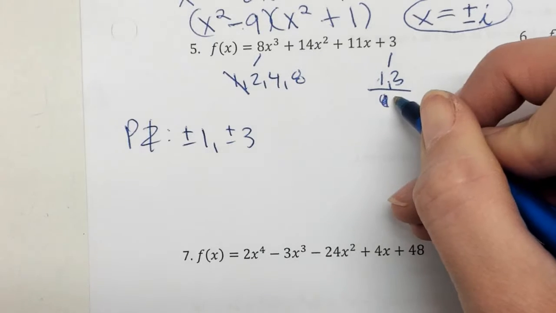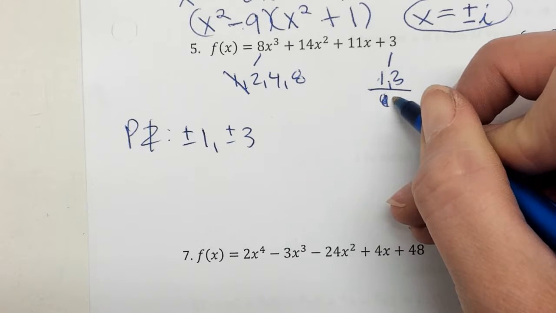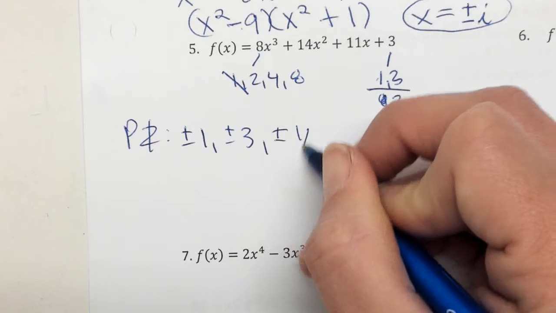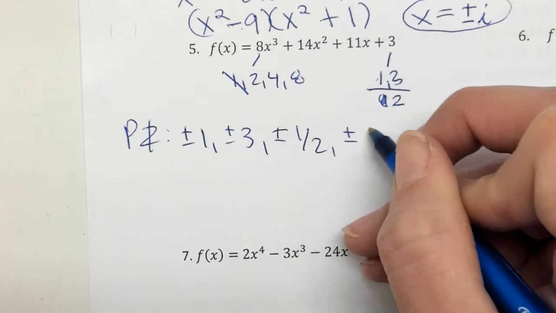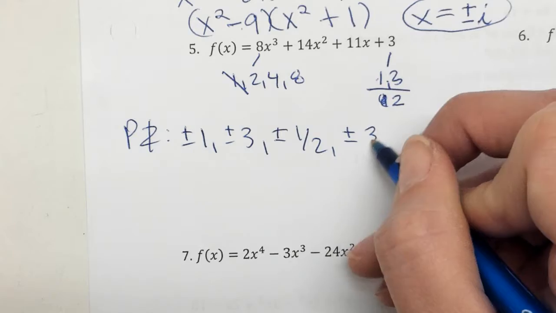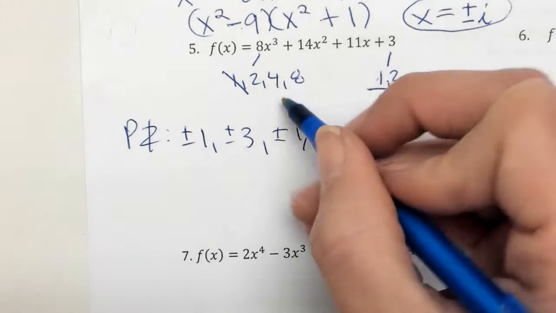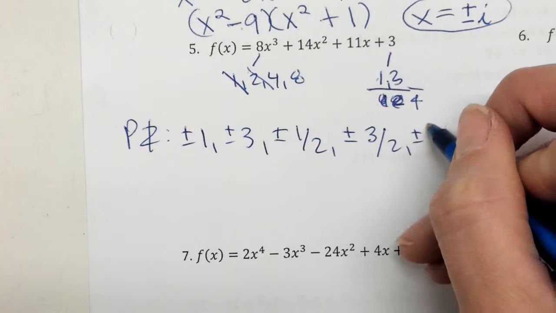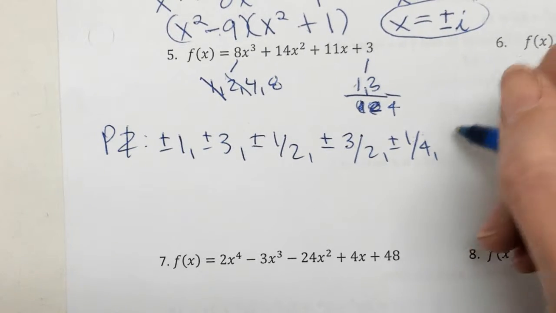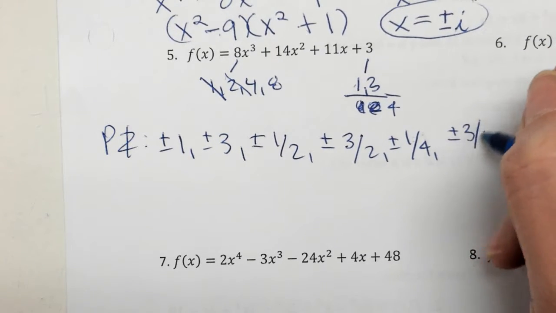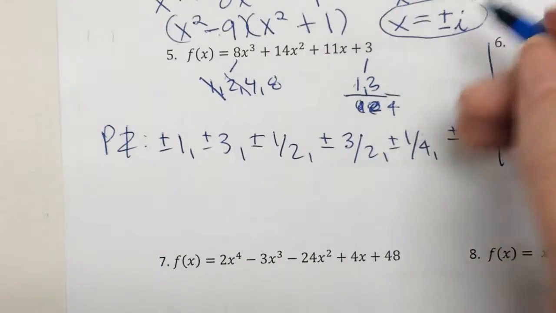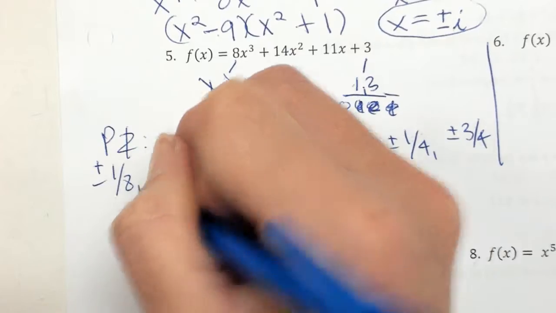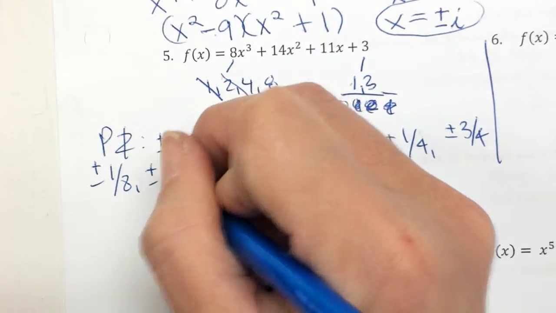Now we're going to put a what under both of these? A 2. So we'll have plus or minus 1/2, plus or minus 3/2. Good. Now we're going to put a what under everything? A 4. So we'll have plus or minus and plus or minus. Good. Last one, we're putting it all over 8, so we'll have plus or minus what? And plus or minus 3/8.